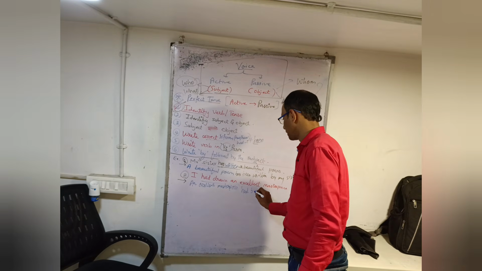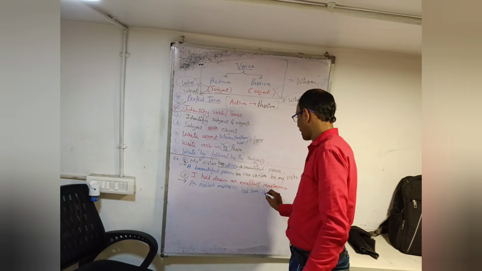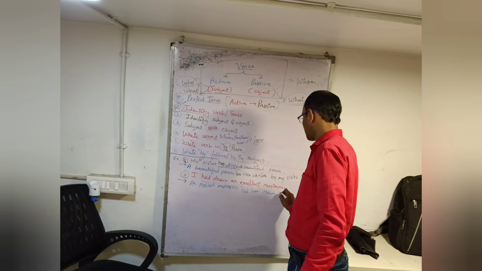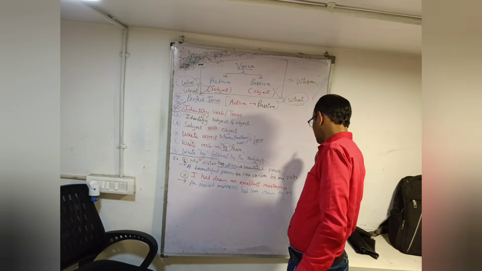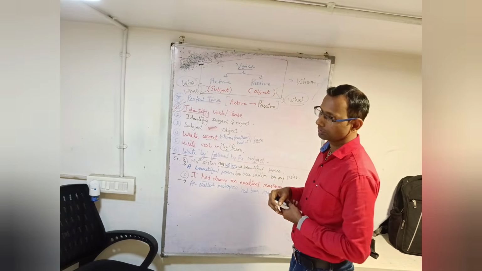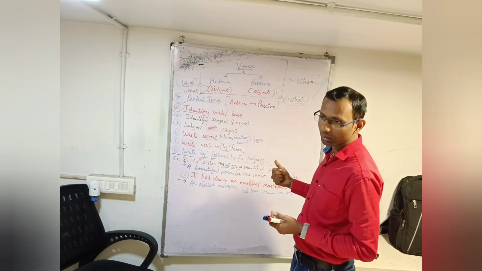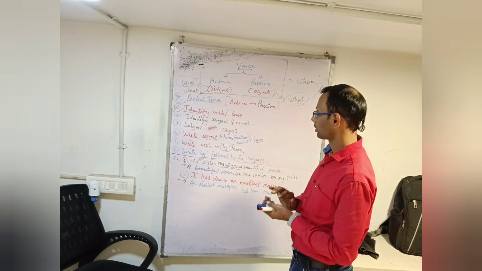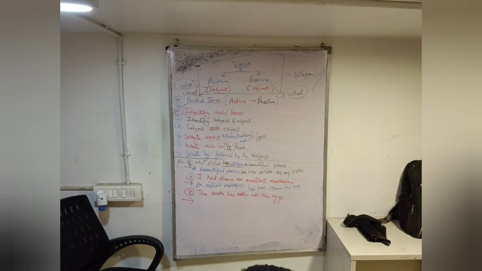So what will the answer be? Had been, already V3. Had been drawn by I becomes me. Not my, beta. Me. I becomes me. Right? He becomes him. She becomes her. We become us. That is how it works. Sure? Okay.